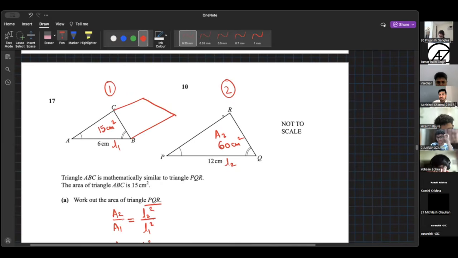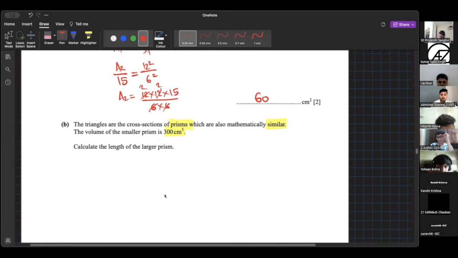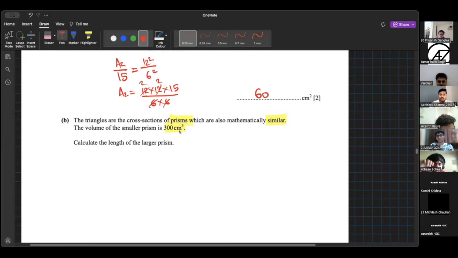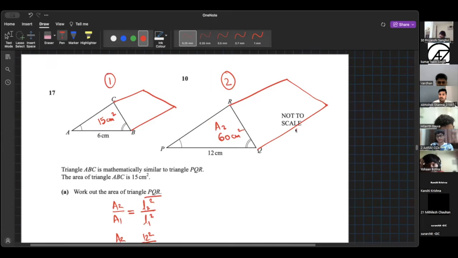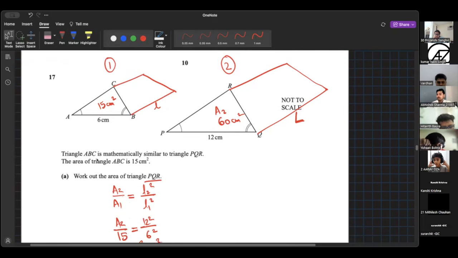Let's say the prism is like this. What they are saying, calculate the length of the larger prism. Length of the larger prism, we have to find this, right? Can we find the length of the smaller prism first? This L. How can we do that?